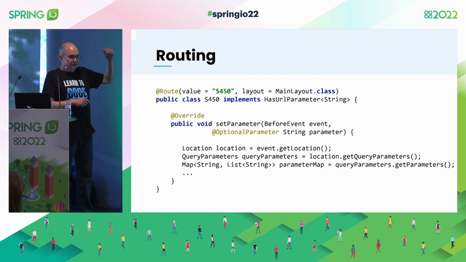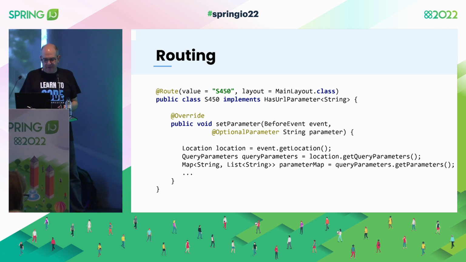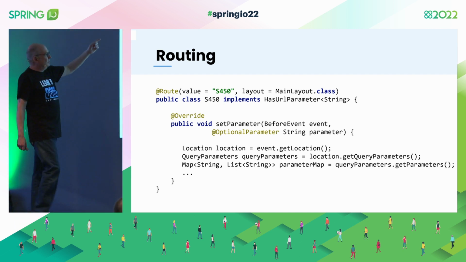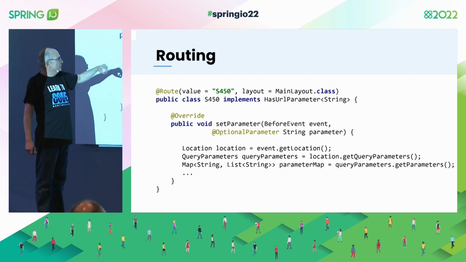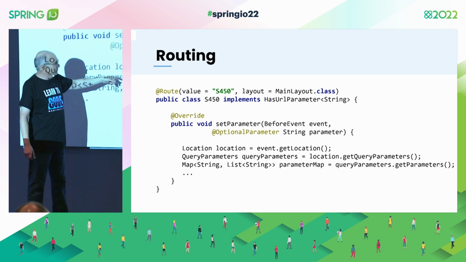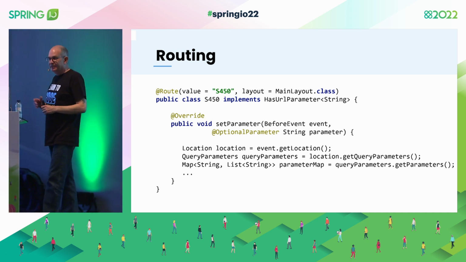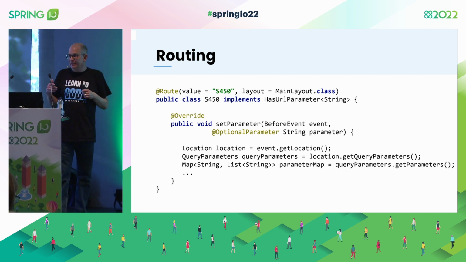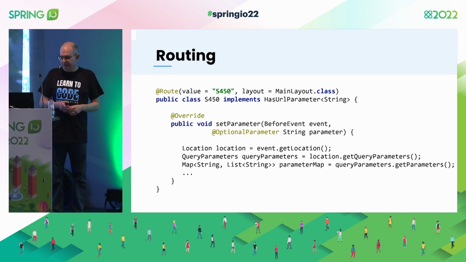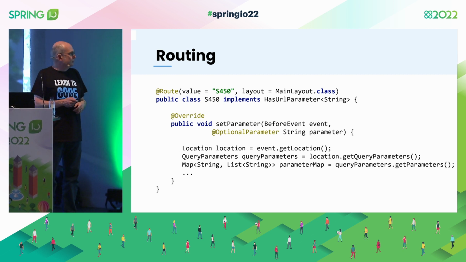Vaadin introduced the concept of routes. So now every URL that you enter in the browser is a real URL. And you can get that also inside your application code. You can override the setParameter method, and you get the parameter, so the location. And in the location, you can get the query parameters. So that means everything's bookmarkable. You can use that as links, and this can be processed. And you also can change the location address and the query parameters from your Java code.